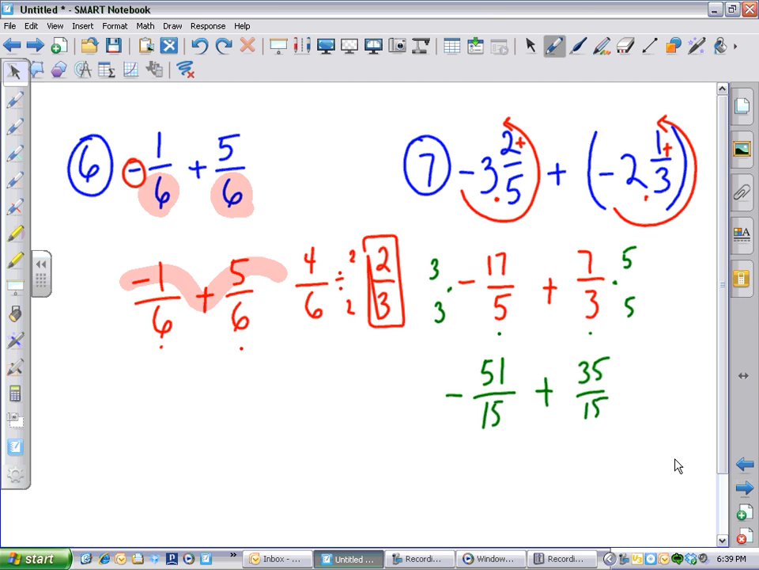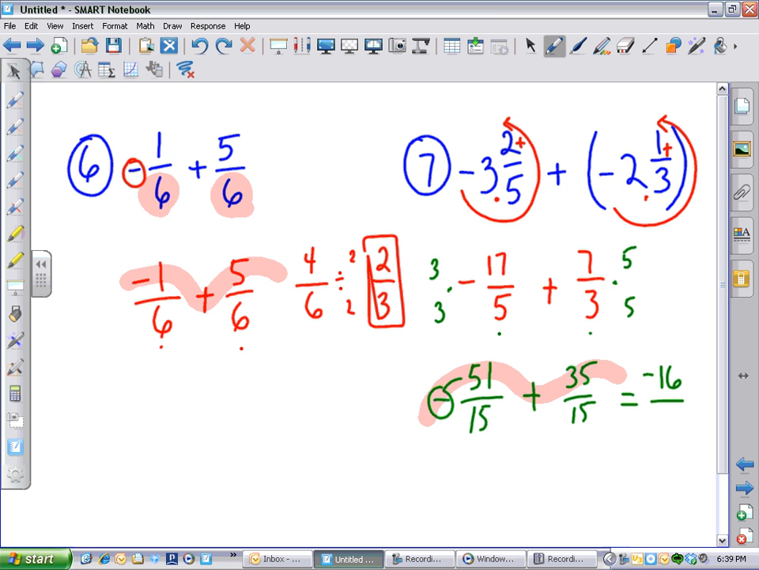And again, you might even just want to think about that negative sign. The negative sign there belongs to that 51. And we again are just going to negative 51 plus 35. Negative 51 plus 35, we get negative 16. And it's 16 negatives over 15.